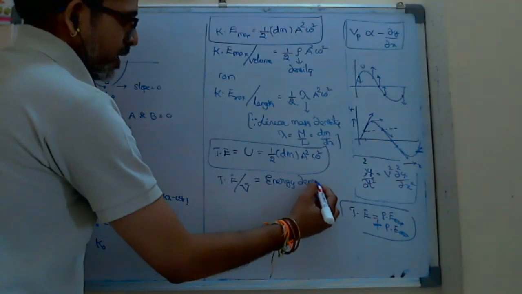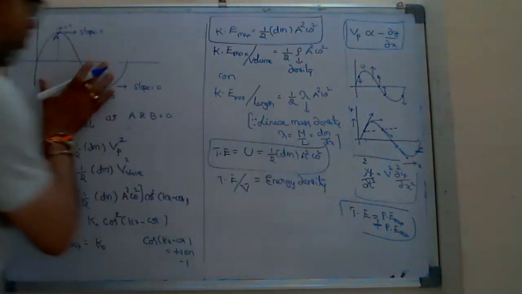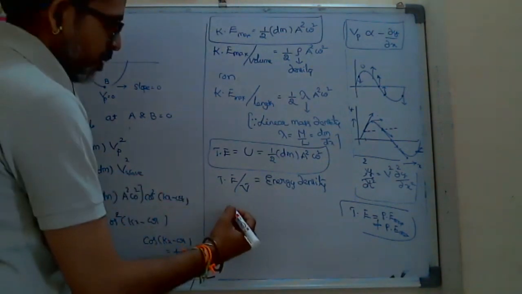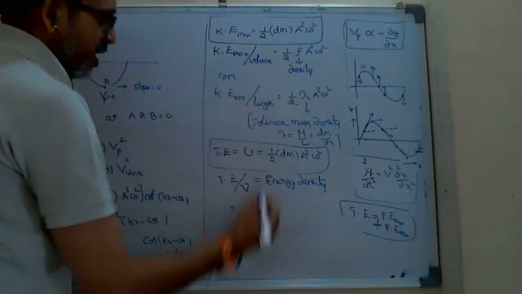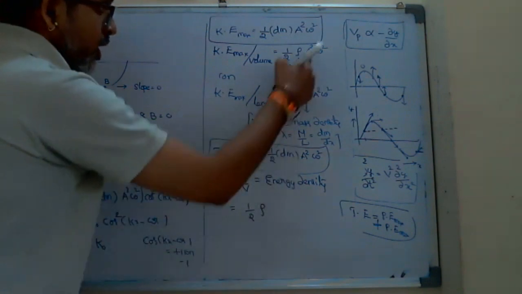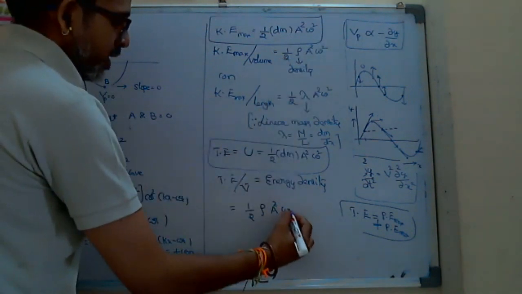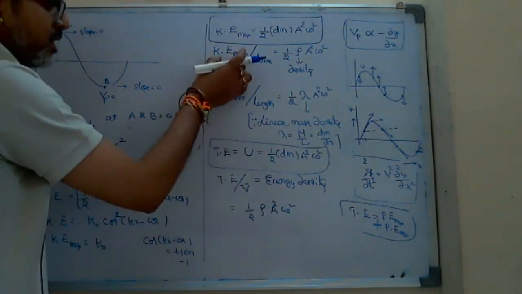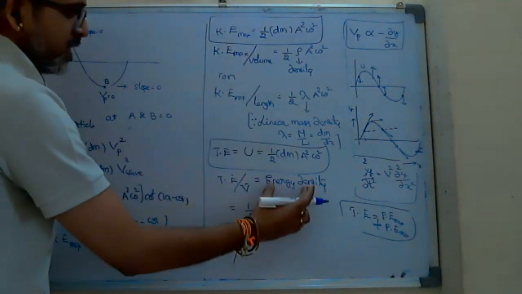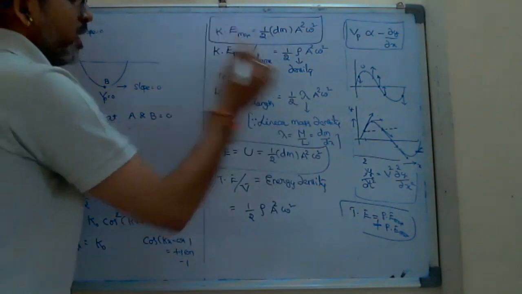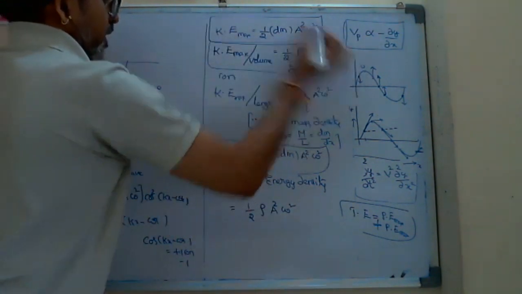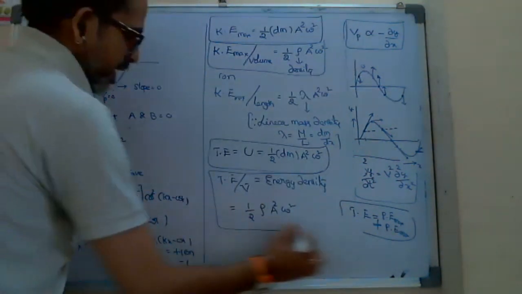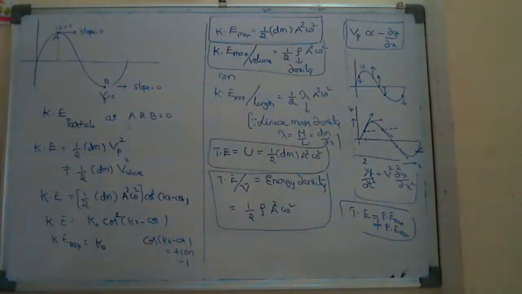When you come to numericals, they may ask you to find the energy density in the given wave. Energy density is very simple, we directly write rho A square omega square. Why? Because total energy is nothing but KE max. So total energy per unit volume, which is the energy density, is nothing but KE max by volume. You have to remember the energy density from this equation.